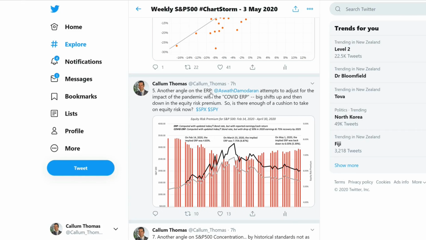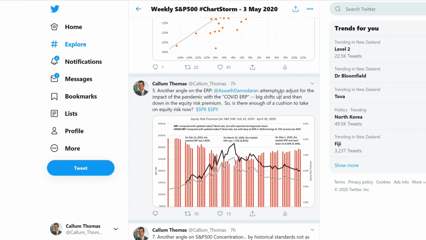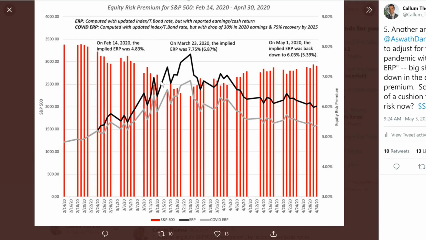Another angle on the ERP, which is the equity risk premium. Damodaran is obviously very much worth following. If you have studied finance, you probably read his books. He's attempted to adjust for the impact of the pandemic with the COVID ERP, and we've seen some pretty big shifts up and down in the equity risk premium. The big question, or the takeaway, is: is there enough of a cushion to take on equity risk now? So we'll just explore this very quickly.